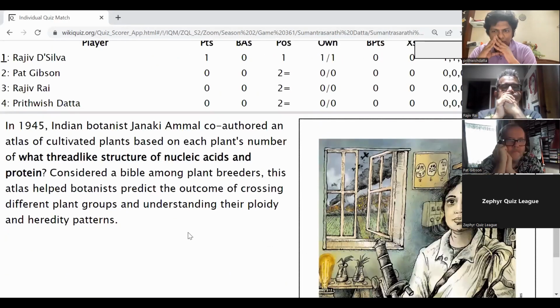In 1945, Indian botanist Janaki Ammal co-authored an atlas of cultivated plants based on each plant's number of what thread-like structures of nucleic acids and protein. Considered a Bible among plant breeders, this atlas helped botanists predict the outcome of crossing different plant groups and understanding their ploidy and hereditary patterns. What thread-like structures?